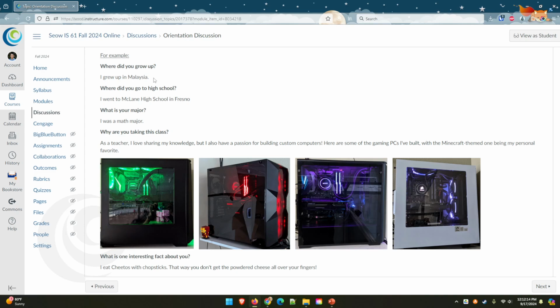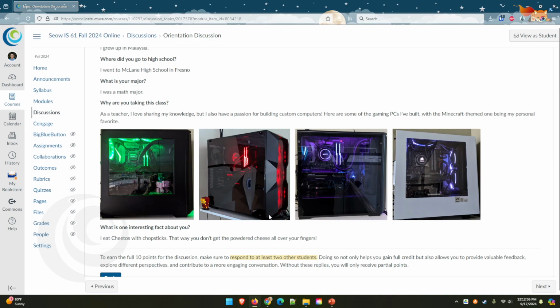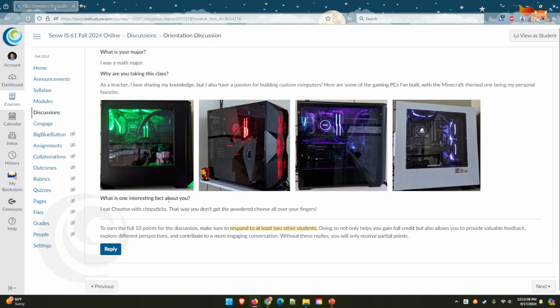Here are some of the custom PCs I've built, with the Minecraft theme one being my personal favorite. You can see the pig and the mini creeper on top. It's a Lego figure, and this one is kind of like an Iron Man theme, so you can see the Iron Man Lego figure there. The last question is, what is one interesting fact about you? Well, I eat Cheetos with chopsticks. That way you don't get that powdered cheese all over your fingers. So yeah, this should be a fun discussion.